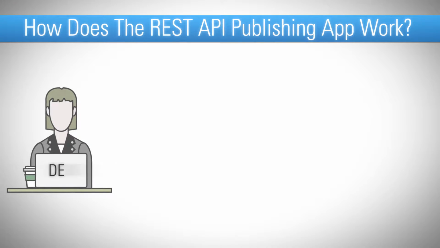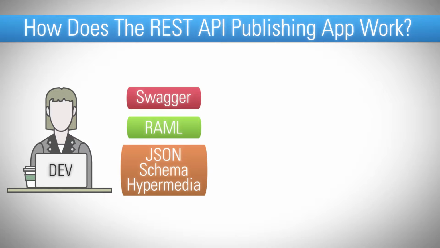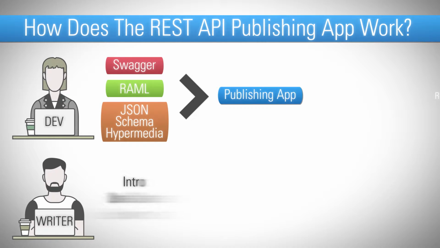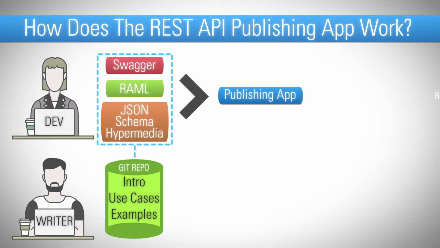Developers first adopt one of three API description languages to author the reference content: Swagger, RAML, or JSON Schema Hypermedia. They then upload their descriptions to the publishing app. Writers author the intro, use cases, and example content using Dida and store that content into a Git repository that mirrors the structure of the API.